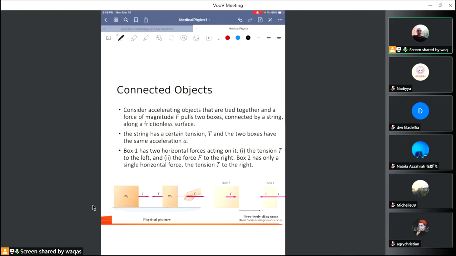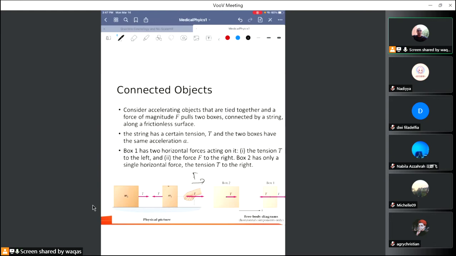Okay, now we can consider connected objects. Consider accelerating objects that are tied together. These are two objects tied together, and a force F pulls the two boxes. We have applied a force F here which can push these two boxes, and they are connected by a string. These two boxes are moving in the same direction.